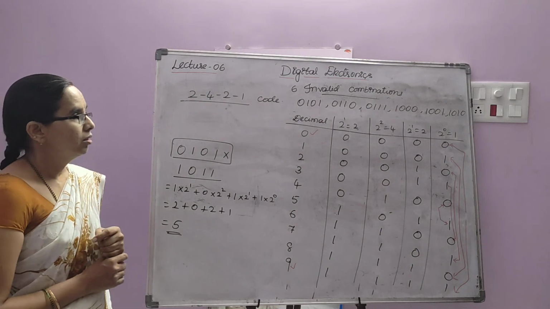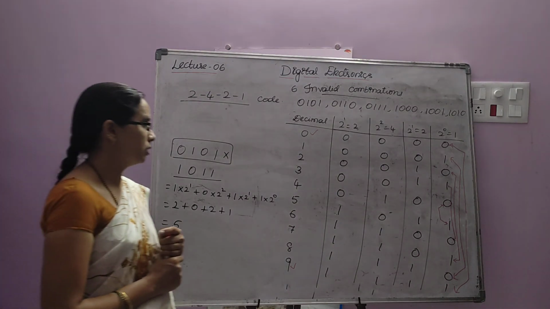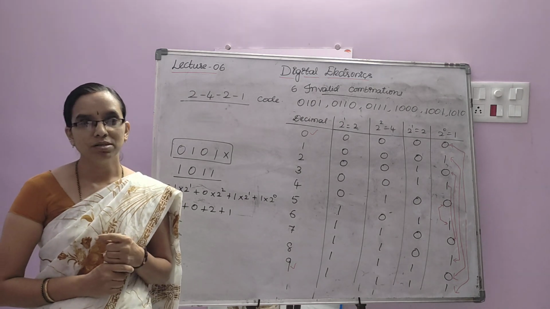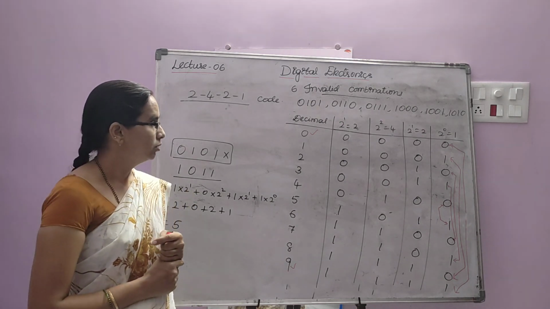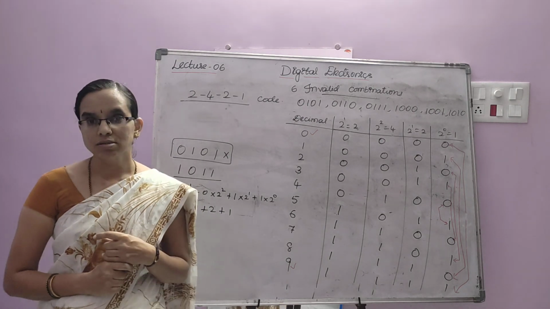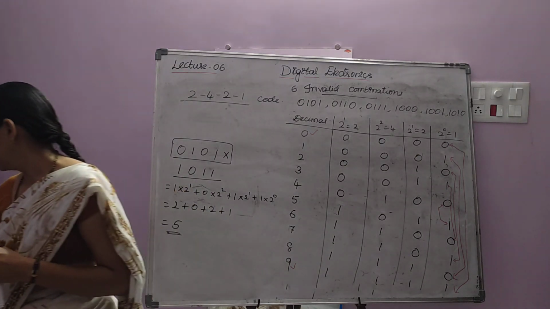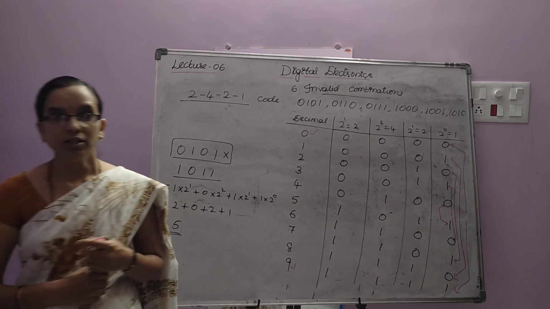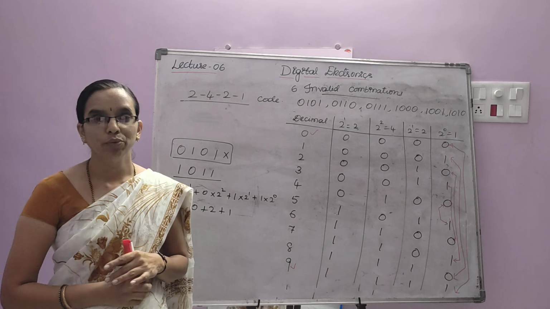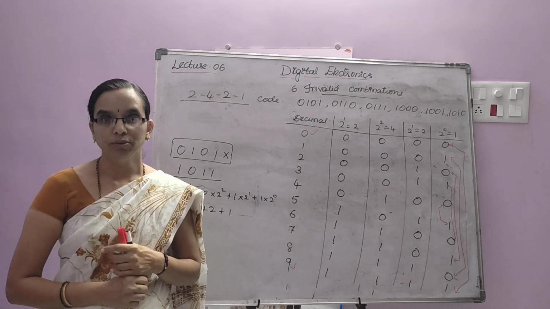Okay. That's all about 2421 code. There is no conversion process in our syllabus. So let's stop here. Any doubts in XS3 conversion or any doubts in the 2421 table? Please let me know. Thank you.